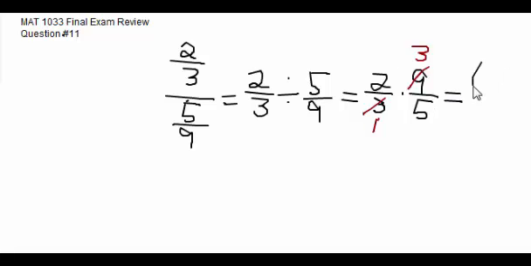2 times 3 is 6. 1 times 5 is 5. Leave it alone. Don't change it to a mixed number. You are done.